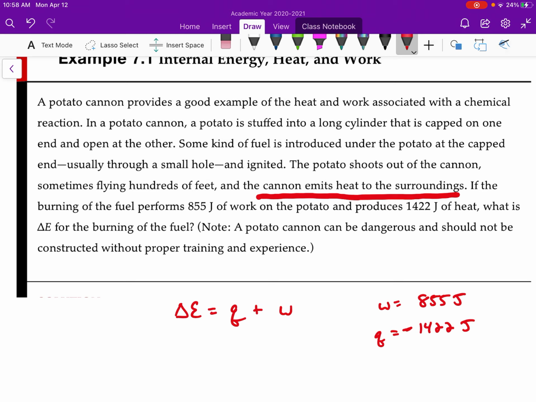Okay, now we got to think of work. Is the cannon doing work, or is work being done on the cannon, right? And I would argue that the cannon is doing work because it has to shoot the potato, right? If we were talking about the potato being the system, then yeah, I would say work was done on the potato. But in terms of the cannon, the cannon did the work. So I'm going to say that this is also negative because the cannon did work.